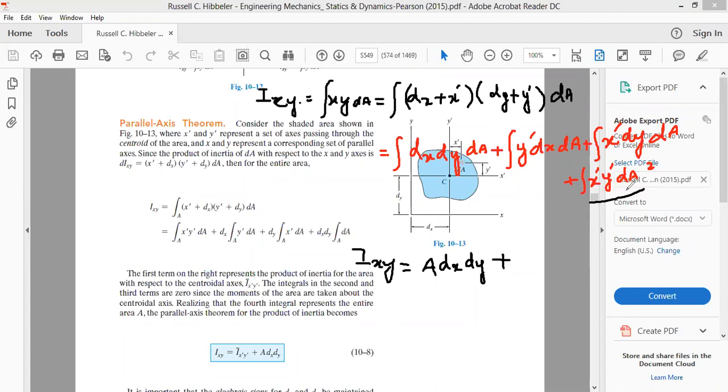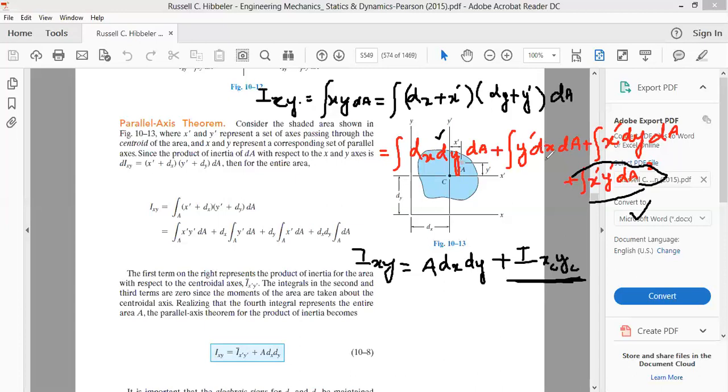As far as this x prime y prime dA is concerned, we have integral of x prime y prime dA. This is the product of inertia about the centroidal xy system. The way we have the product of inertia about the xy system as integral xy dA, the product of inertia about the centroidal system will be integral x prime y prime dA. This is the product of inertia about the centroidal xy system. Okay, now we have taken this term.